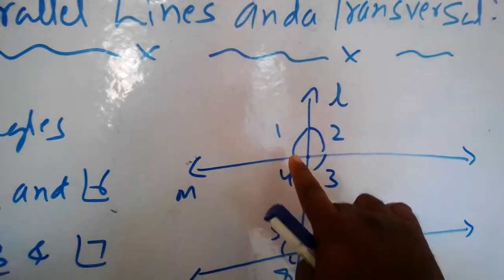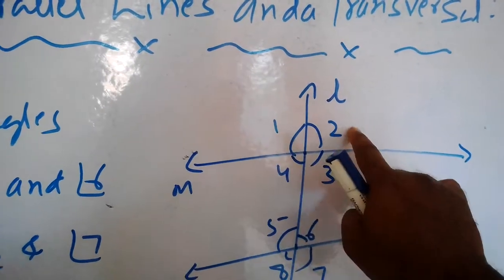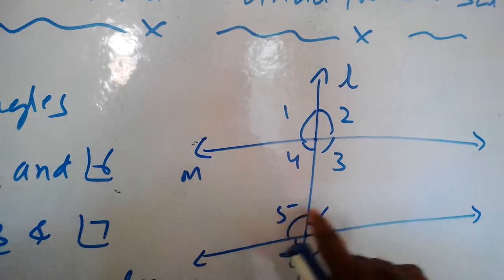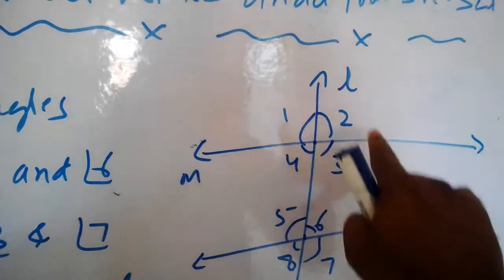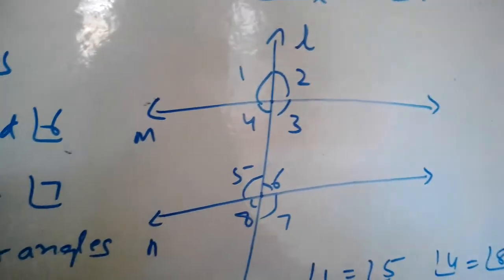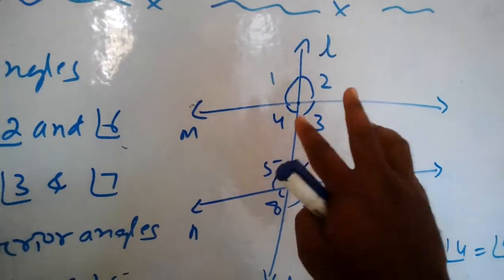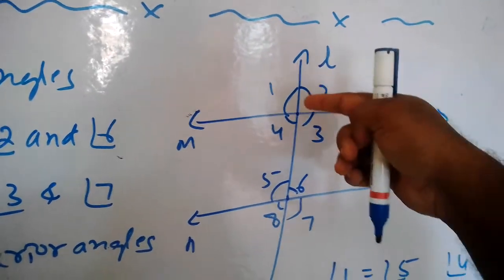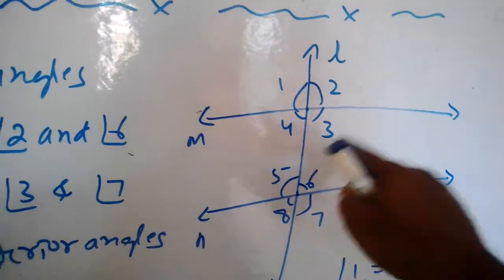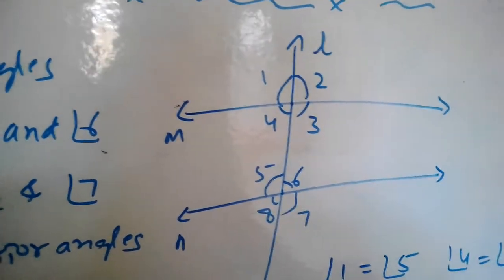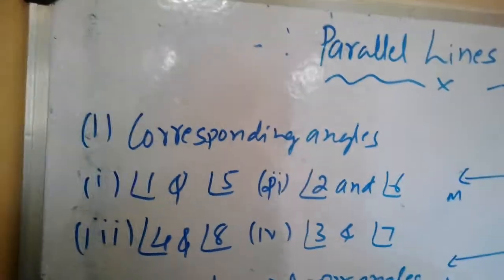I marked here 1, 2, 3, 4, 5, 6, 7, 8. Like this, a total of 8 angles are formed when transversal line L intersects two parallel lines at distinct points. Here I named each different angle with a different name.